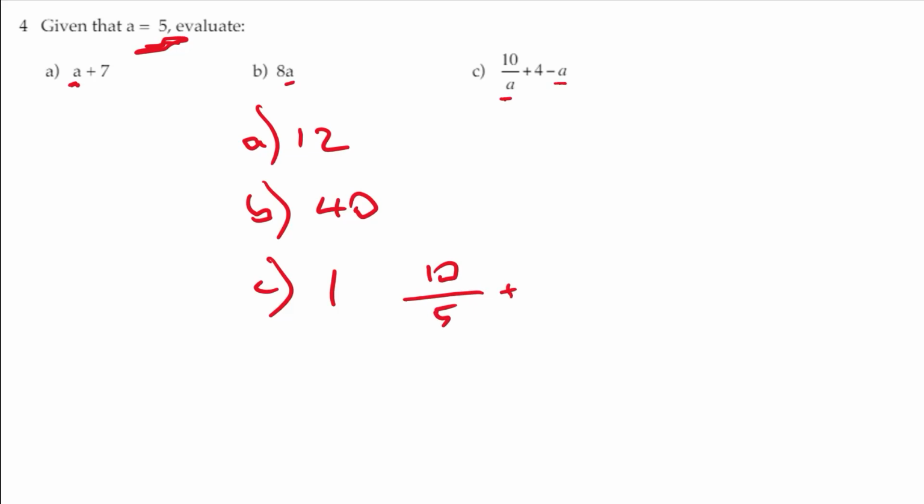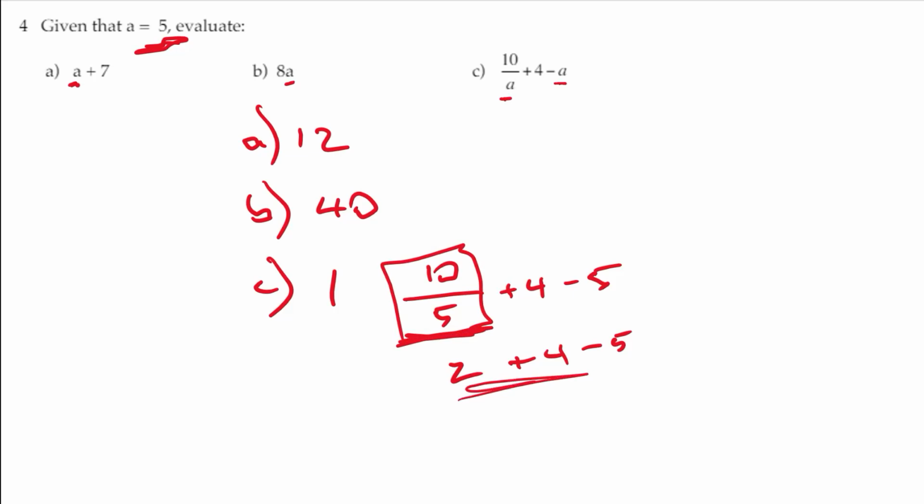And then we have plus 4, and then we have minus A, but A is 5. BODMAS first. We do the division, so that 10 divided by 5 becomes 2. And then we can add our 4 and subtract our 5. So we do this part first, gave us 2, and then we can just work left to right. Remember, addition and subtraction with BODMAS, there's no precedence. We just work left to right. So 2 and 4 is 6, and then we take away our 5, and we've got our final answer of 1.